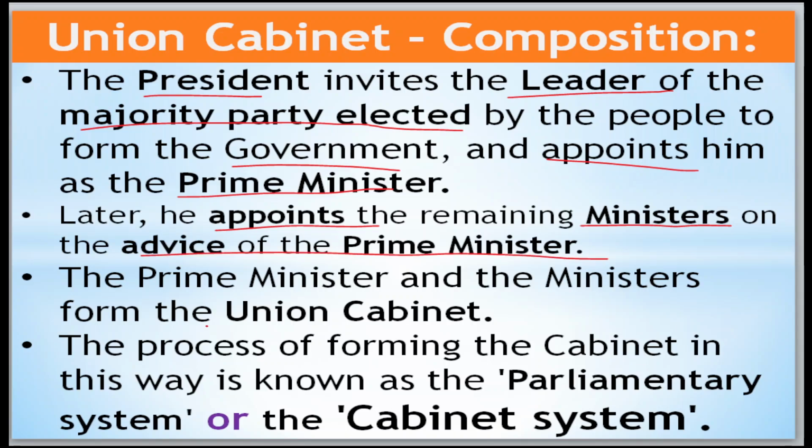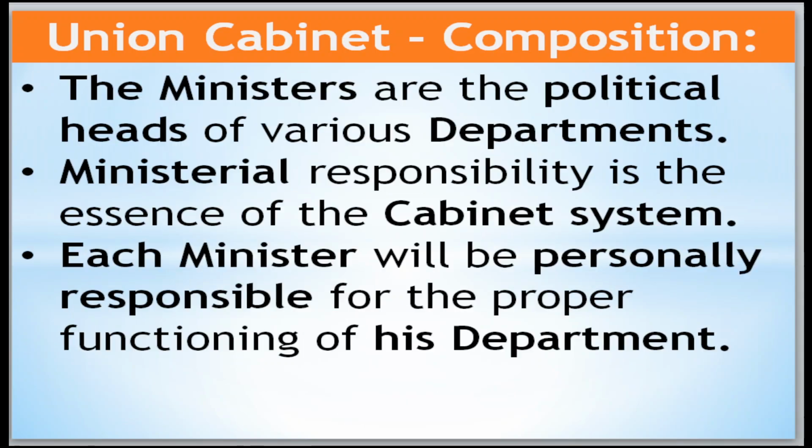The prime minister and the ministers form the union cabinet. So who is going to form the union cabinet? The prime minister and his ministers. The process of forming the cabinet in this way is known as the parliamentary system, or cabinet system. What is the process of forming the cabinet called? The parliamentary system, a cabinet system. Now move to the next.